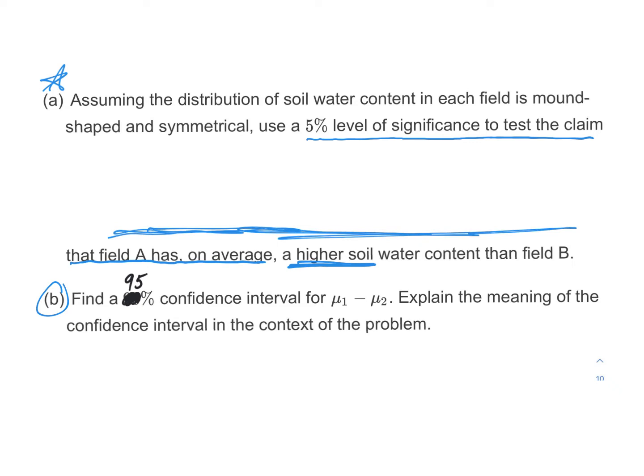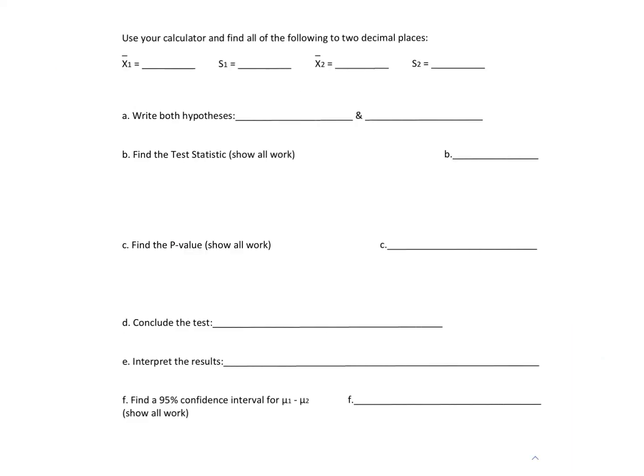That's our last question. Remember, field A was data 1. Back to question B: we're going to find a 95% confidence interval for mu1 minus mu2. So the first thing I'm going to ask you to do is use your calculator and find each of those values that I talked about before.